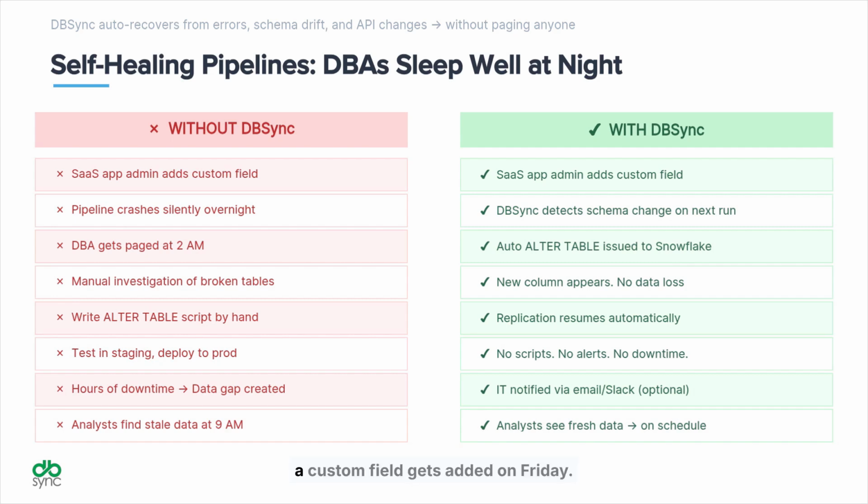Let me paint two pictures. Without DBSync, a custom field gets added on Friday. Your pipeline crashes overnight. The team finds out on Monday morning. Someone spends the day writing a patch. The data gap never fully recovers.